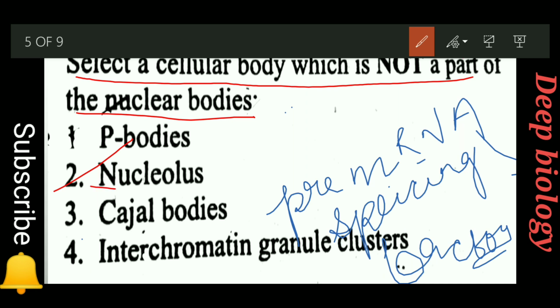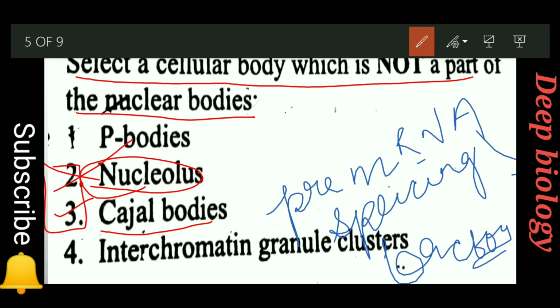The nucleolus is found in the nucleus, which synthesizes the rRNA, which will be transported to the cytoplasm and leads to the synthesis of ribosome. The third one is Cajal body. The Cajal body is found in the nucleus, which is responsible for the splicing of mRNA. That's why second and third cannot be the answer.